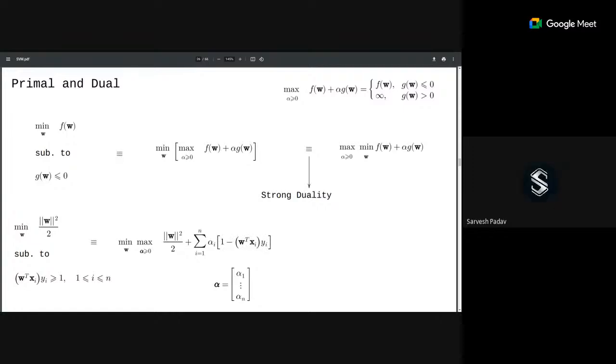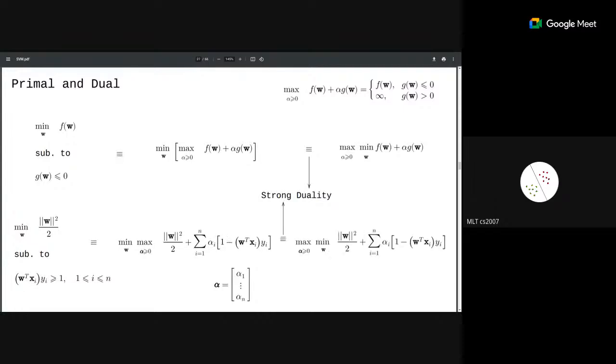Satisfy the constraint. Right, but it's in the form g of x less than or equal to 0, right? Correct. Standardized, yeah. Okay, so that is why we have written it this way. So this will be 1 minus W transpose Xy less than or equal to 0. So that is what we have done here.